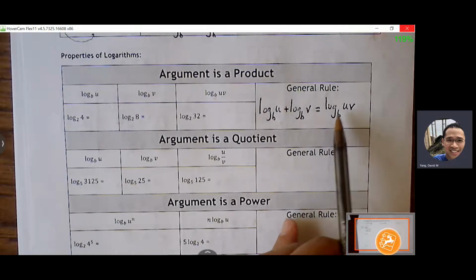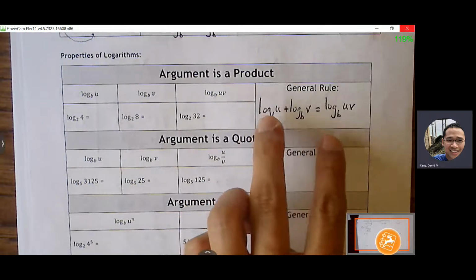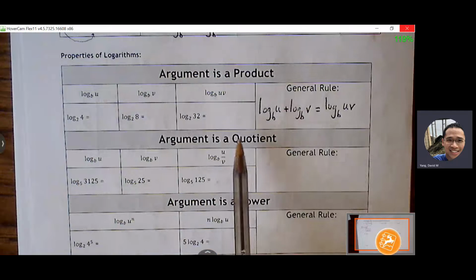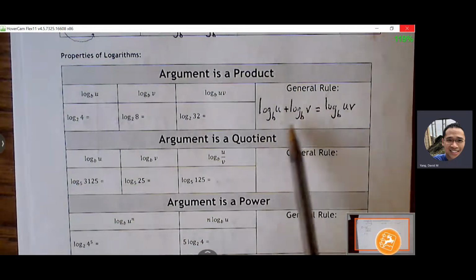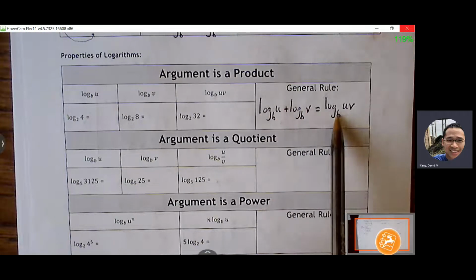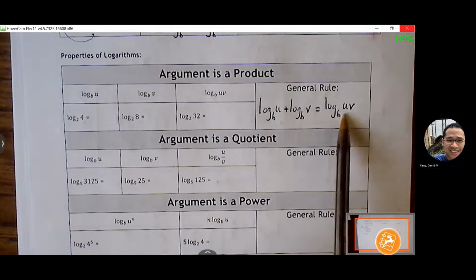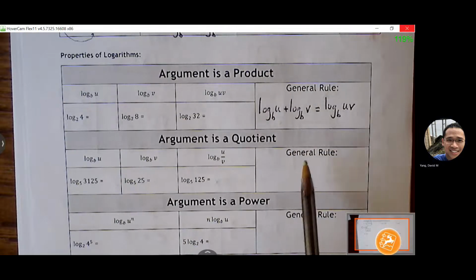Sometimes the problem requires us to expand it out so that we can take care of individual terms. So the property, sometimes we go from left to right or from right to left. It really depends on the problem. So this process from getting from multiple terms into single terms is called condensing. And then from a single term to multiple terms is called expanding.